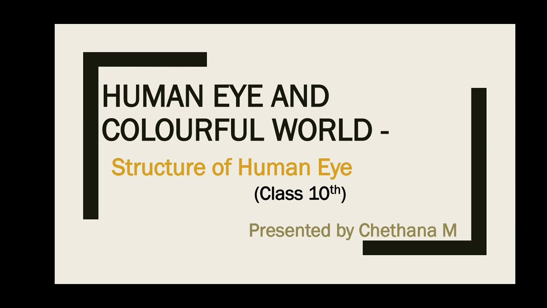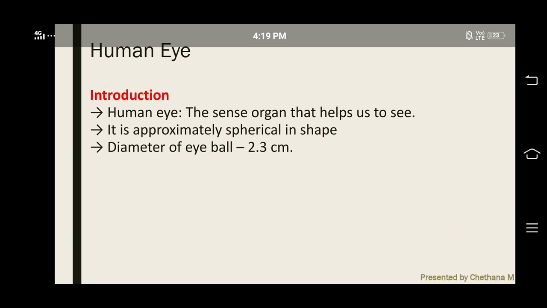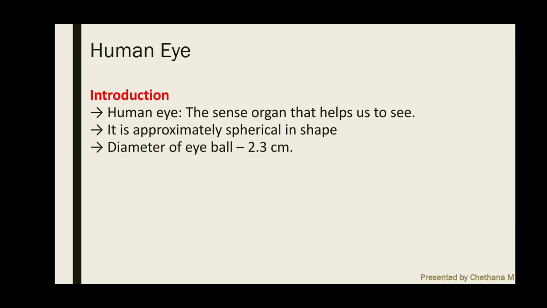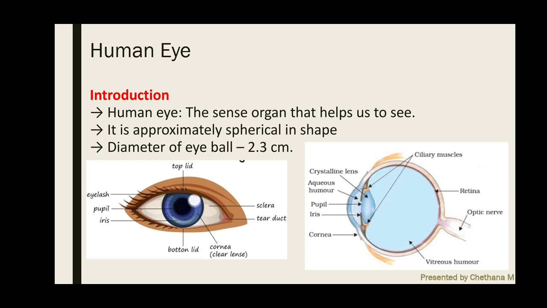In this video, we are going to study the structure of the human eye under the chapter Human Eye and Colorful World. The human eye is one of the most valuable and sensitive sense organs. It enables us to see the wonderful world and the colors around us. This is the front view and the side view of the human eye. By making use of the side view of the human eye, we will learn more about it.